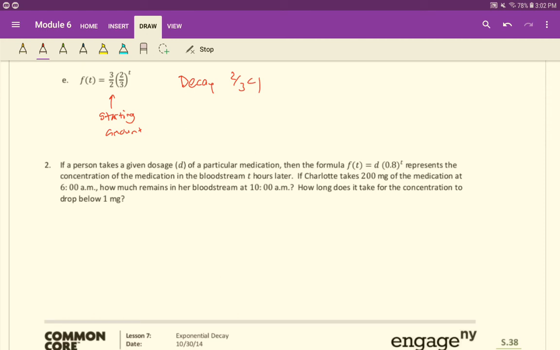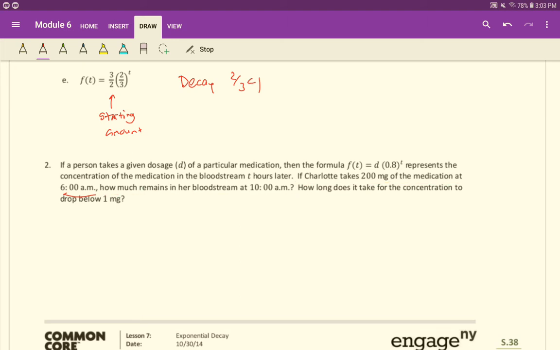Number 2, here we have an actual word problem. If a person takes a dosage D of a particular medication, then the formula F of t equals D times 0.8 to the t represents the concentration of the medication in the bloodstream t hours later, which is not an inaccurate idea. When you take some medicine, it goes into your bloodstream, but your body eventually cleans it out, and so you lose the amount of medicine in your blood, which is why you have to take the medicine every so often if you need to keep it up. If Charlotte takes 200 milligrams of the medication at 6 a.m., how much remains in her bloodstream at 10 a.m.?